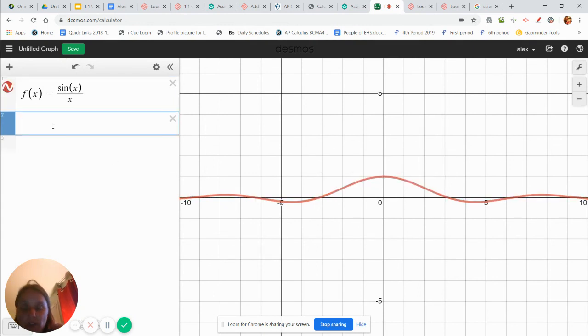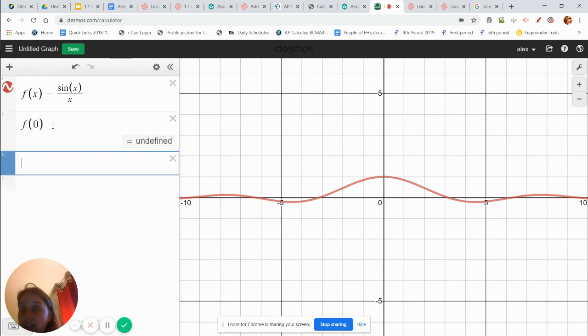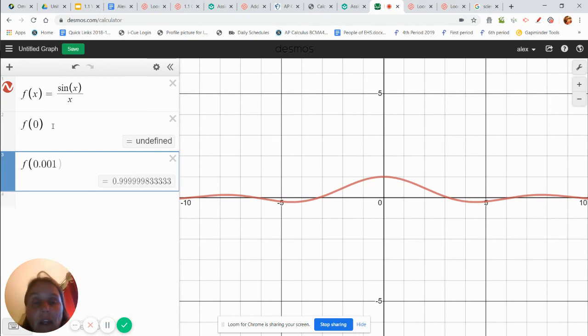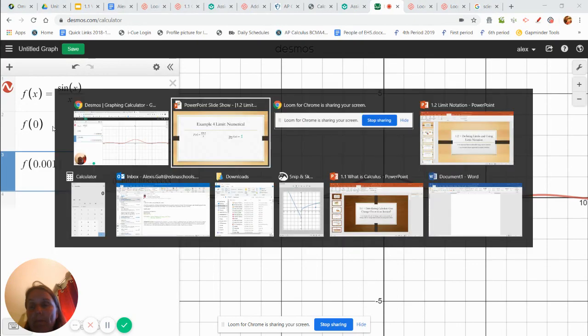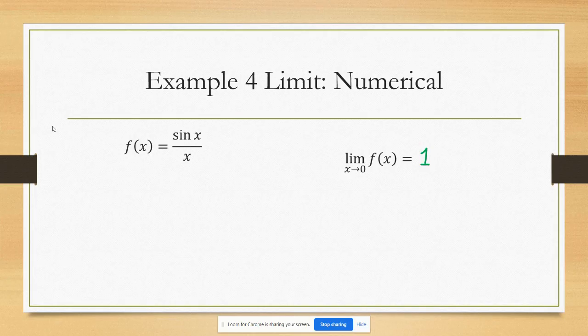If I try doing f of 0, definitely undefined, but if I try doing f of 0.001, I start getting numbers that are close to 1. So I wanted you to see that graph as another way of evaluating that limit, or using technology to evaluate that limit.